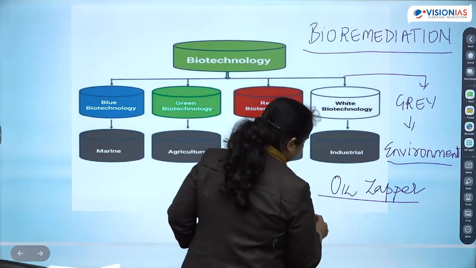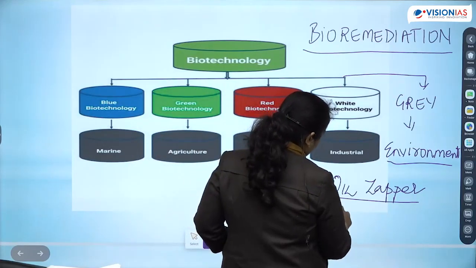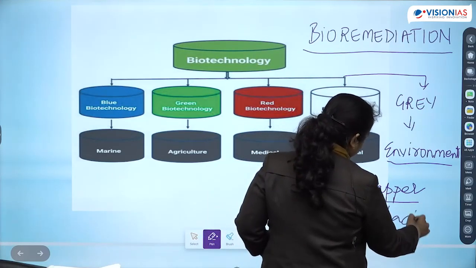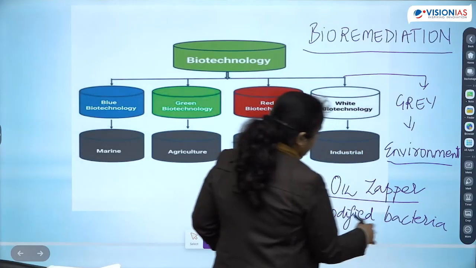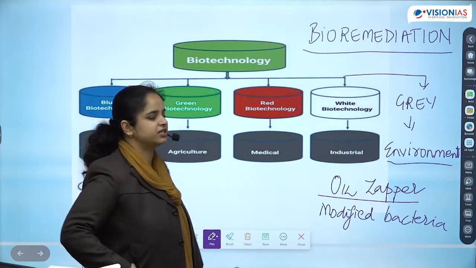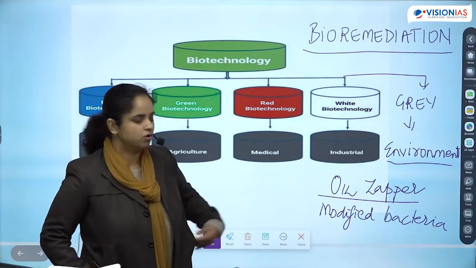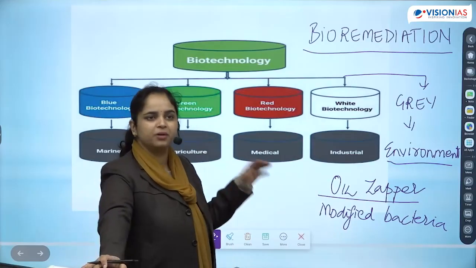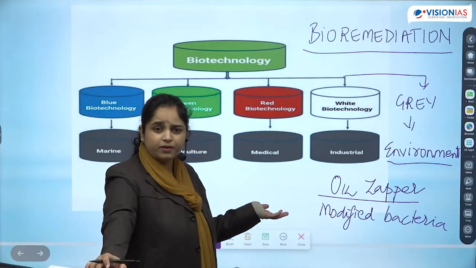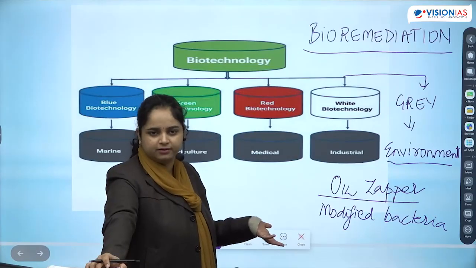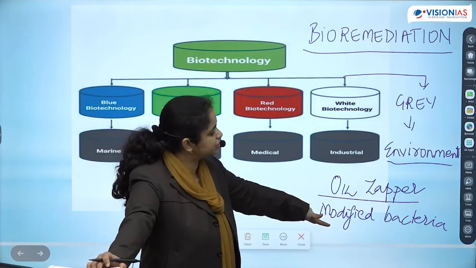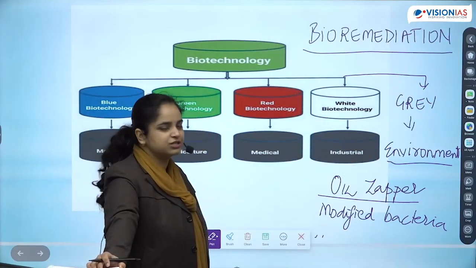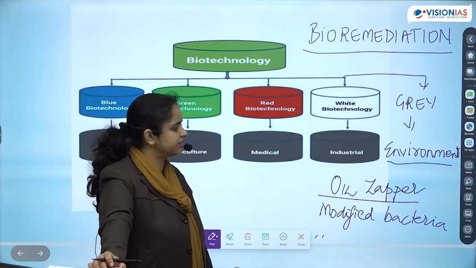Oil zapper is a group of modified bacteria. Their genetic material has been changed, and they now have the property of digesting the oil. So these bacteria, when they come in contact with oil, are going to digest and break down the oil, and with that the spill is going to be cleared. So such a creation of this special bacteria is going to be an application of biotechnology to the environment, or you can say grey biotechnology.